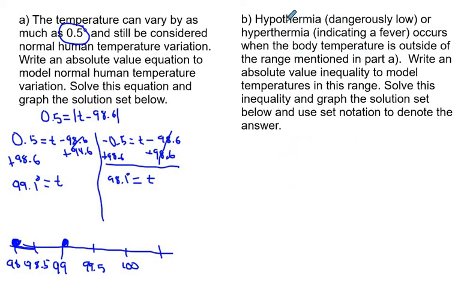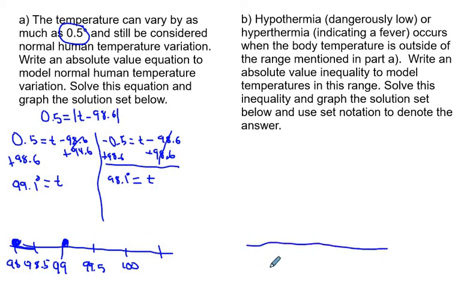So if I look at the next part of the problem: hypothermia, dangerously low, or hyperthermia, indicating a fever, occurs when the body temperature is outside of the range mentioned in Part A. Write an absolute value inequality to model temperatures in this range, and solve this inequality and graph the solution set below, and use set notation to denote the answer. So what they're talking about, let's do the visual first.